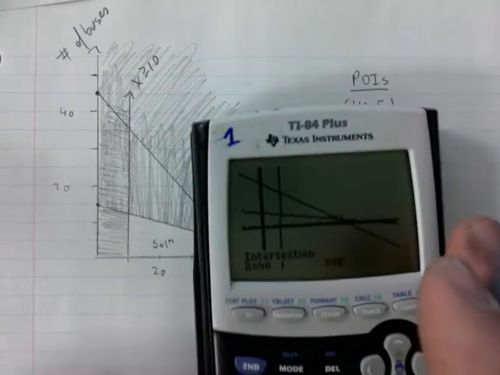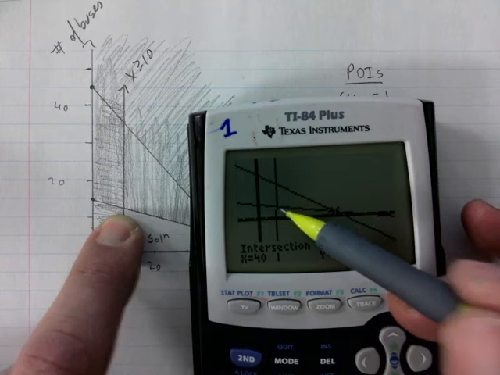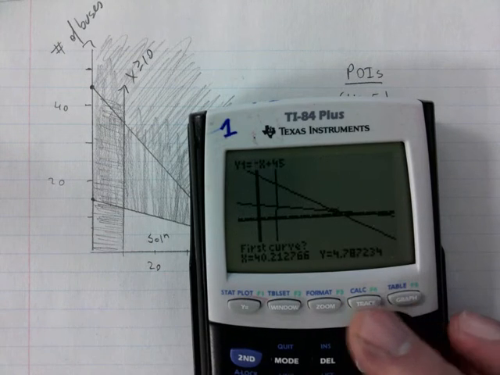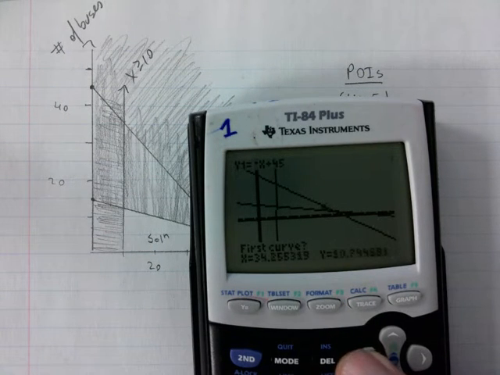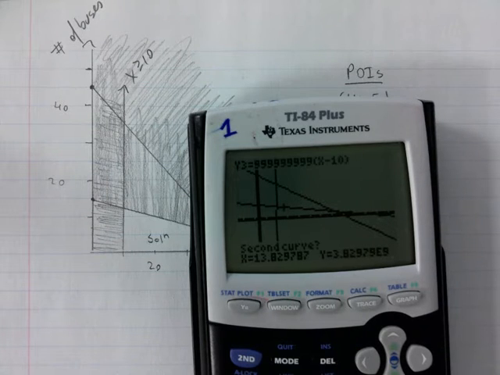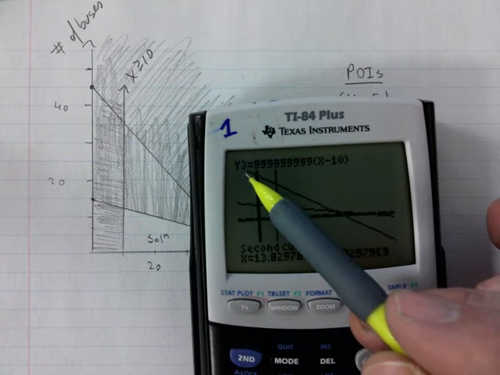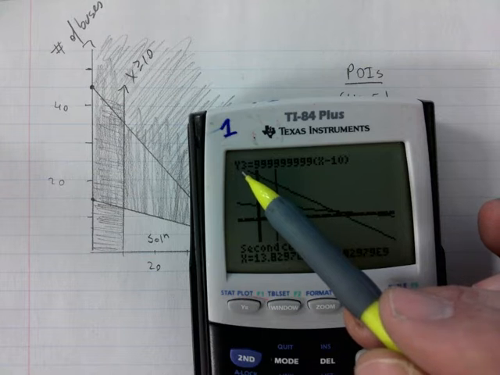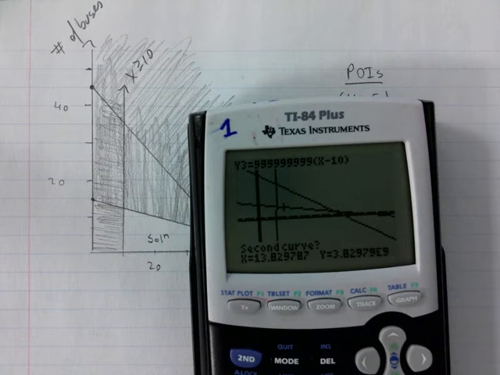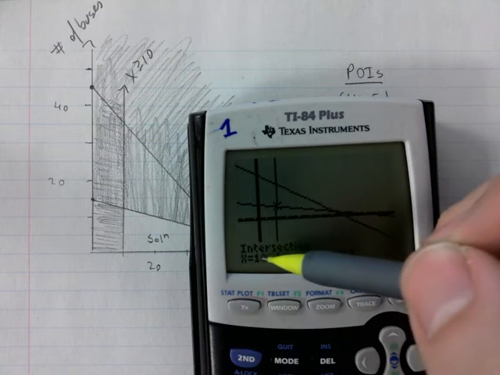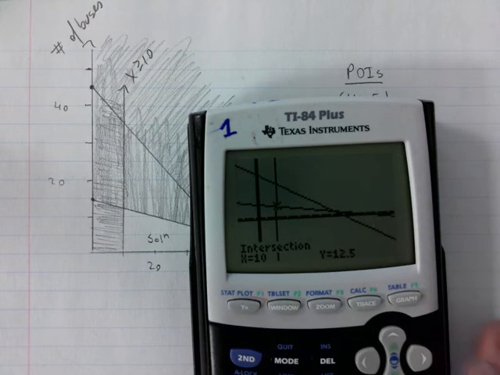I'm going to find this intersection right here. So second trace 5. If you go sideways, I don't want to be on that line. I'm going to arrow down, jump to that line, and then hit enter. And it automatically goes to Y3, right? Because that's the next one in my queue. So I'm just going to go ahead, enter, and enter. So that intersection is 10, 12.5.